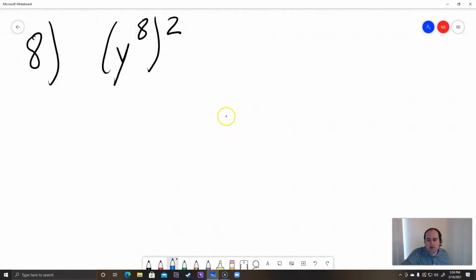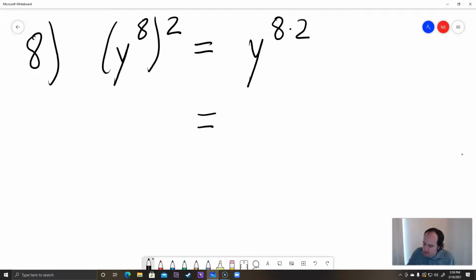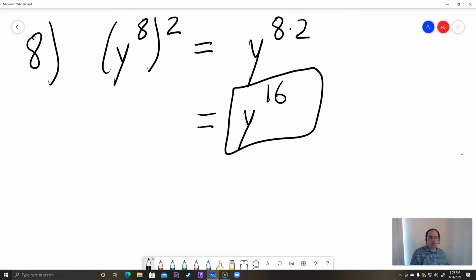So if you keep them straight in your head, these problems are actually really easy though. So here we have a power raised to a power. So that means we multiply the exponents. So this is just going to be y to the 8 times 2. And 8 times 2 is 16. So our answer is y to the 16. So that problem is actually just one step. So as long as you use the correct rule, it should be a very easy problem. Okay? So, moving onward.